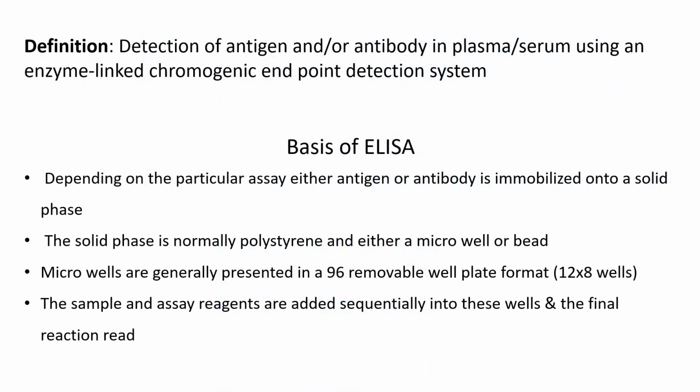So what is the definition of ELISA? It's the detection of antigen or antibody in plasma or serum using an enzyme-linked chromogenic endpoint detection system.